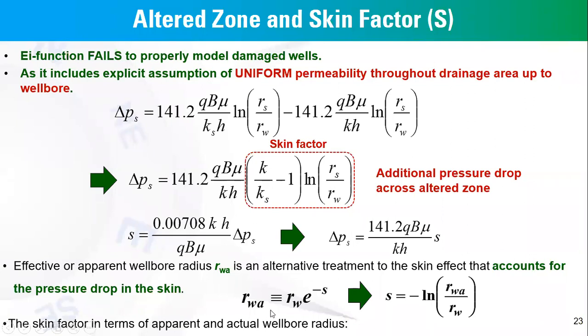Which is more important right now is to know we have rw apparent, or the effective or apparent wellbore radius. It's an alternative treatment of the skin effect to account for the pressure drop in the area around the wellbore. So rw apparent is a function of the rw and the skin factor itself.